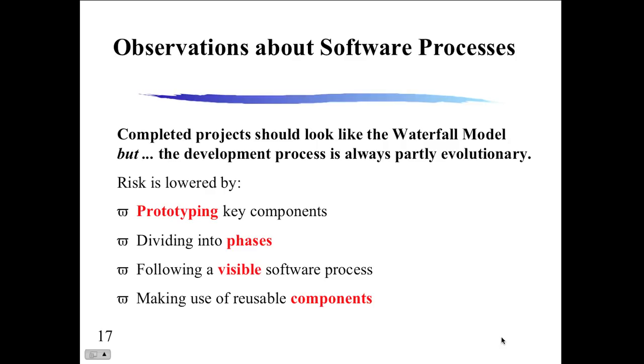Observations about the software process: complete projects should look like the waterfall model, but the development process is always partly evolutionary, because you're not going to get stuck with requirements that don't work. You're going to go back and refine it iteratively as you go through the project. Which is why you could turn this whole thing in at the end of the course, and not be stuck with your requirements being graded as is until you finished your prototype and discovered you're missing half your features in the requirements. So you can go back and change it.